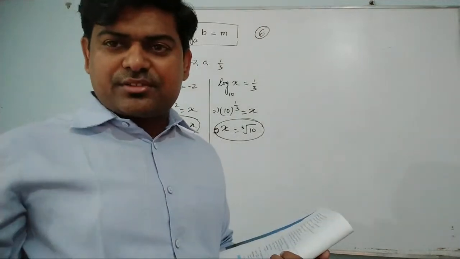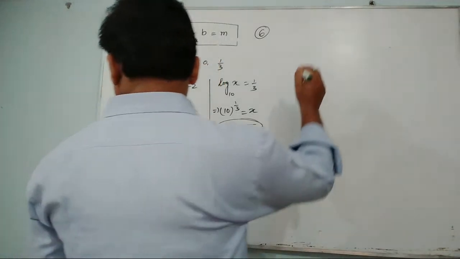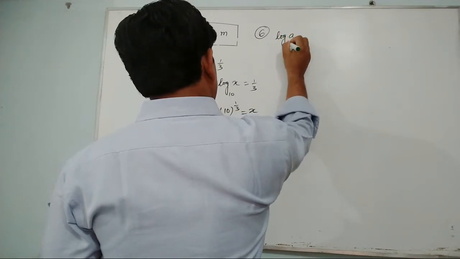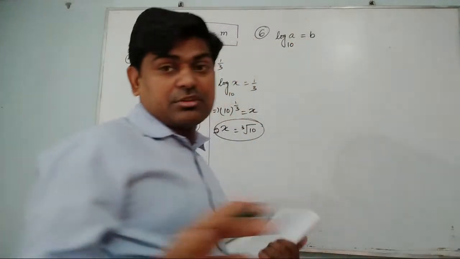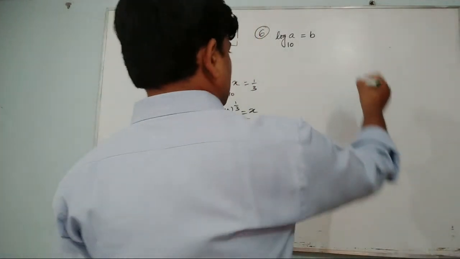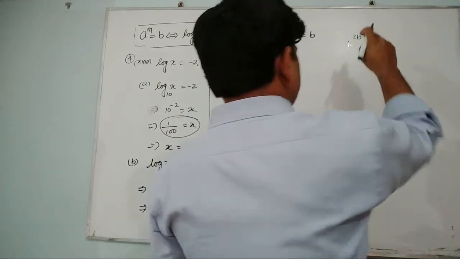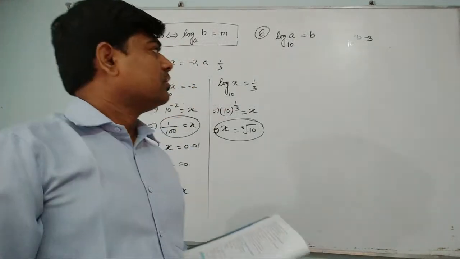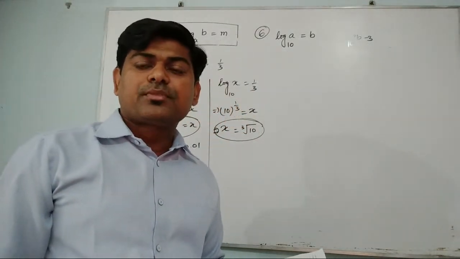As I told you, 5, 6, 7, 8, 9, same type of questions are there. For question number 6, you can see what has been given. It's written log A base 10 is equal to B. Listen to me, it is given. We have to express one term, 10 to the power 2b minus 3, in the form of A.